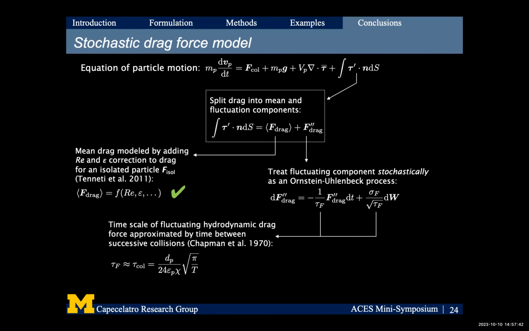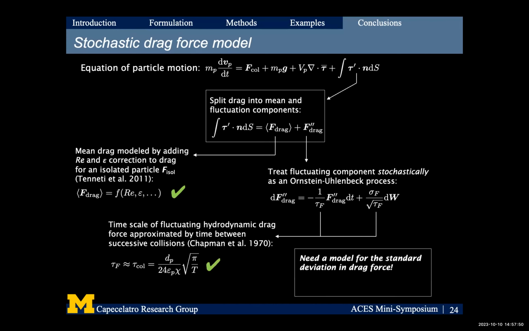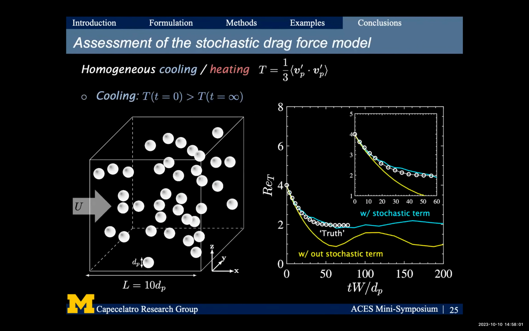And it turns out that this time scale closely matches the time between successive collisions, and we can close that from kinetic theory. And then what's left over is the standard deviation in the drag force. And I showed before, we're able to come up with a really nice empirical correlation that collapses the data quite well.